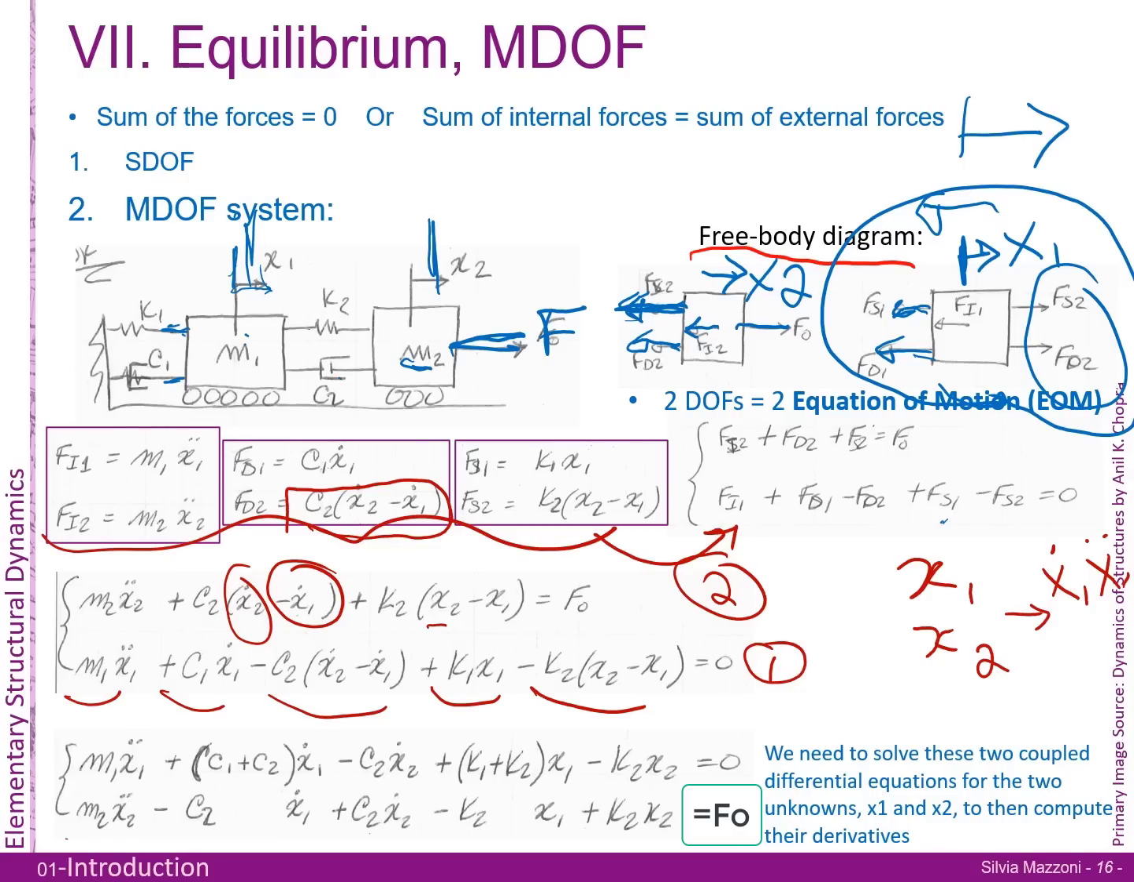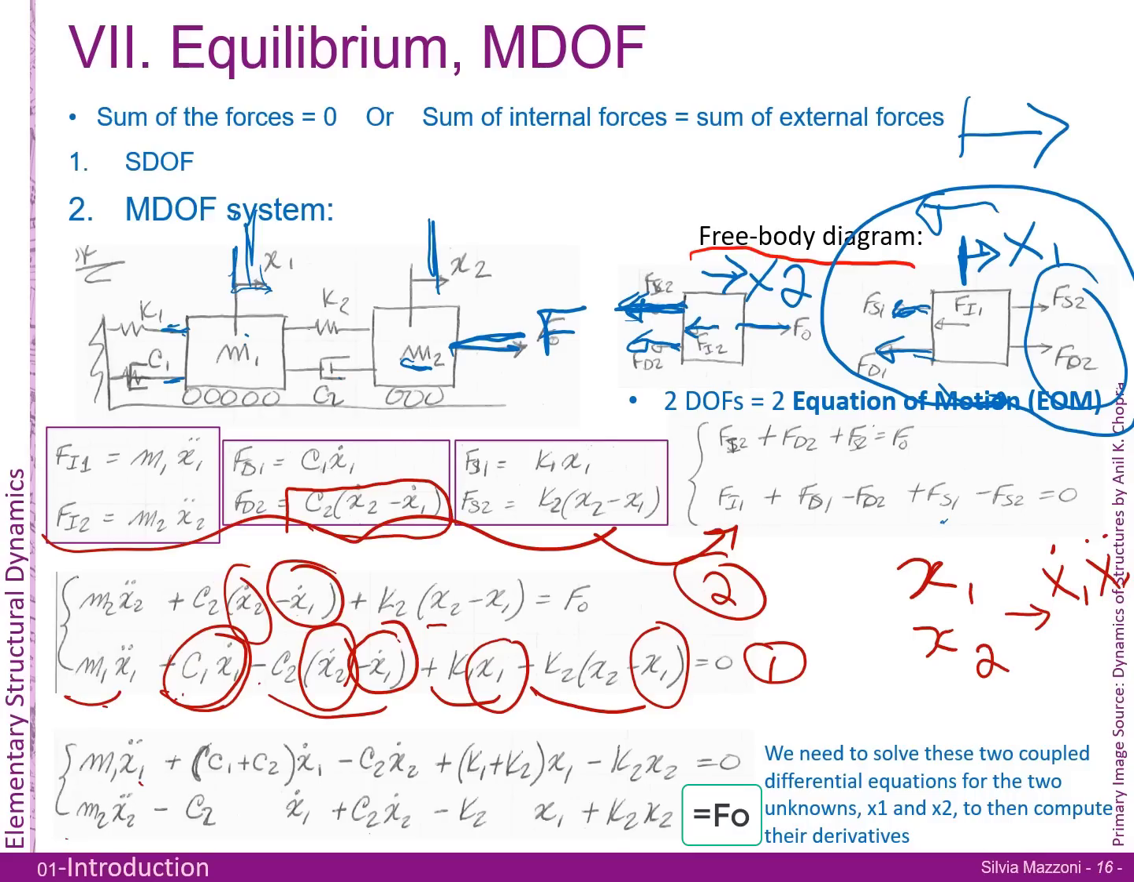But I've got m2, so down here, which is the one that has the most terms, m1 x1 double dot, so that stays. Now I've got c1 x1 dot and minus negative c2 x1 dot. So it's actually c1 plus c2 times x1 dot. Now the x2 dot is a single term here, so it's minus c2 x2 dot. And then by symmetry, we're going to do the x1 terms here. So it's k1 plus k2 times x1 minus k2 times x2 is equal to 0. All right, it's a little bit tedious, but it's actually not so bad, okay?